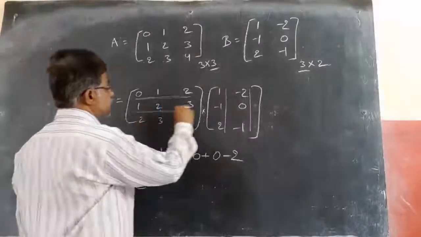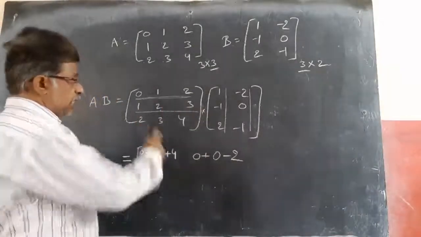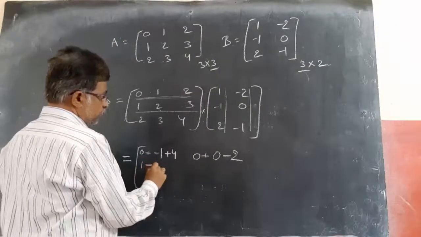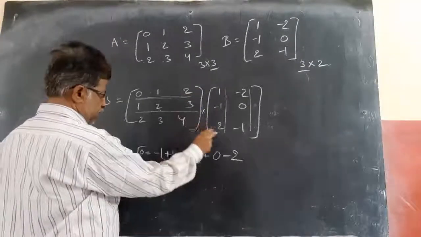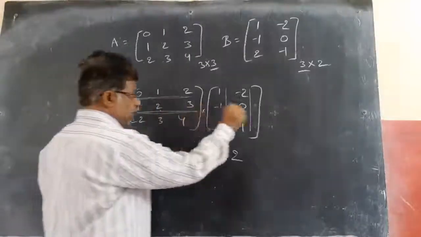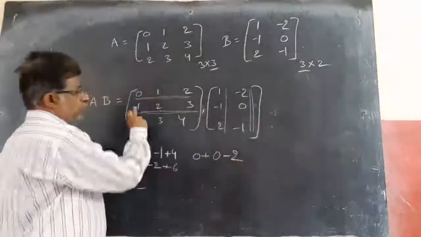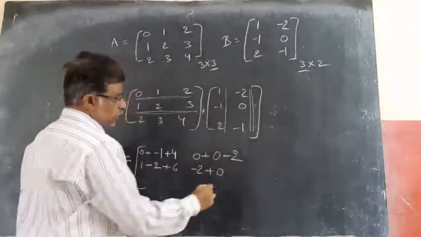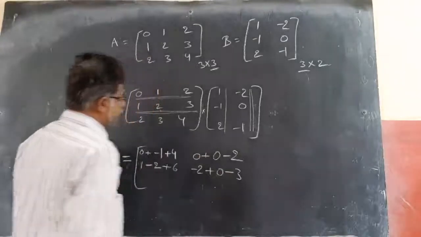Next we will do with the second row. Second row, first column: 1 into 1, 1, plus 2 into minus 1, minus 2, plus 3 into 2, 6. Like that, second row with second column: 1 into minus 2, minus 2, plus 2 into 0, 0, plus 3 into minus 1, minus 3.